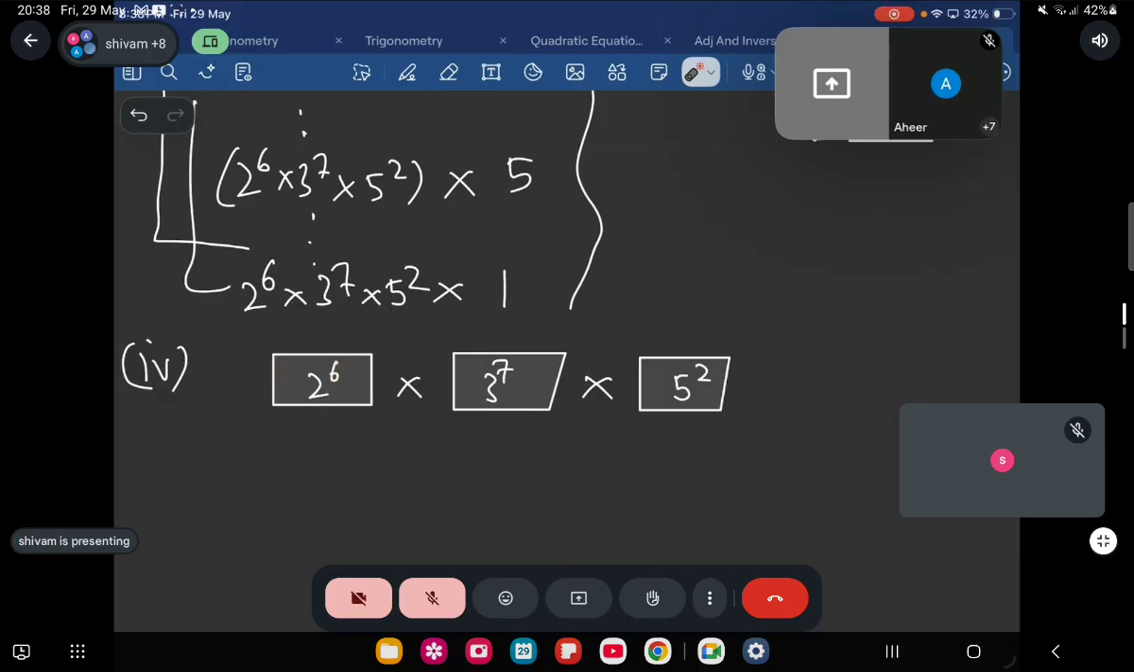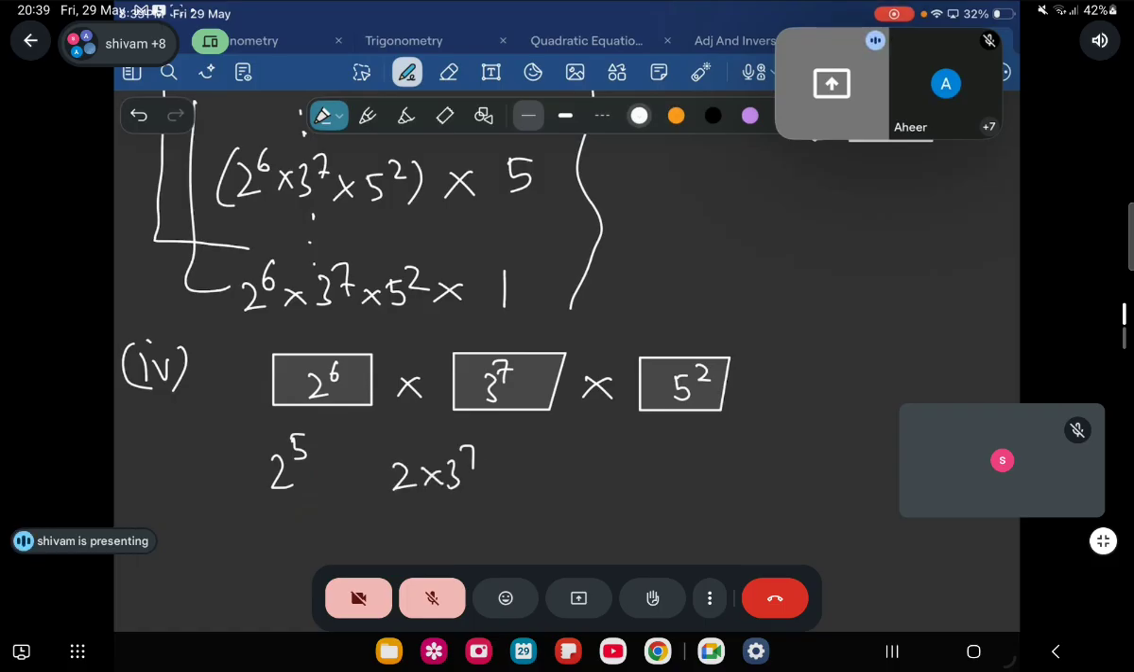If you leave even one thing, that means the other numbers will have a common factor. Like for example, you cannot select 2 to the power 5. If you select 2 to the power 5, then the other number that you have to select is 2 into 3 to the power 7 into 5 square, because the 2 will be left out and will be added over here, right? So if you are selecting anything from the first block, you have to select all of them. Are you getting it, Aviraj?